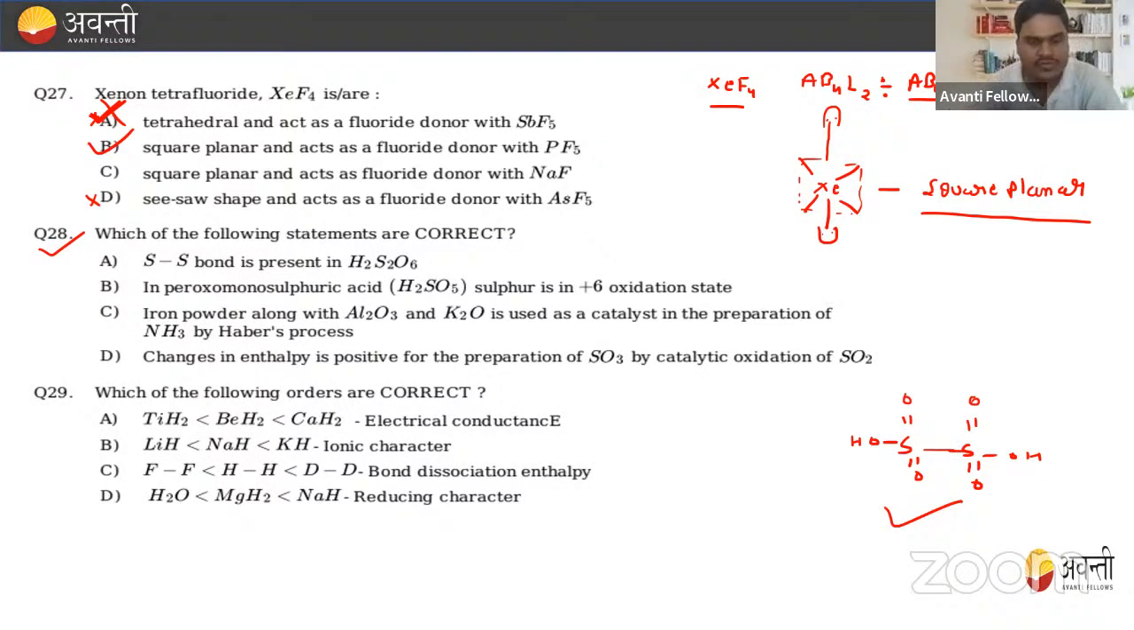In peroxo monosulfuric acid, H2SO5, sulfur is in +6 oxidation state. Whether it is correct or not? Yes. In H2SO5, the sulfur is in a +6 oxidation state. How will it be in +6 oxidation state?